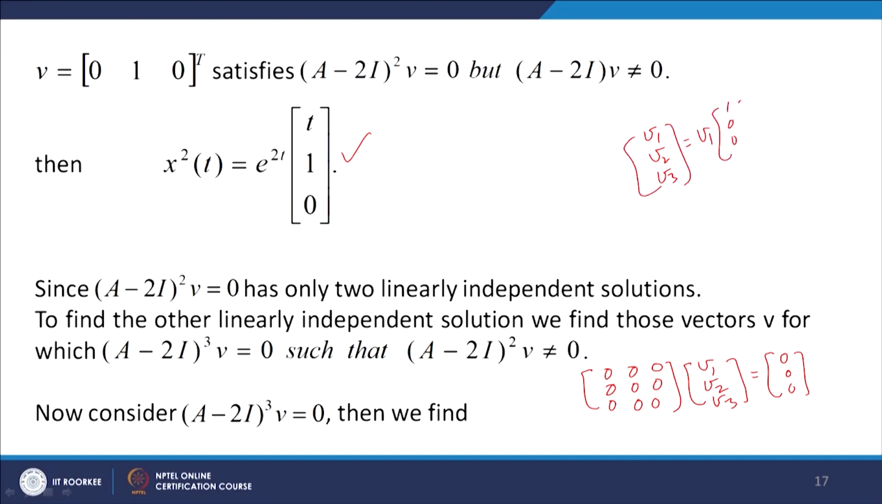1 0 0, 0 1 0, and 0 0 1. Okay. So, 1 0 0 we have already got. 1 0 0 was a solution of (A minus 2I) b equal to 0. 0 1 0 we got as a solution of (A minus 2I) whole square b equal to 0. So, here we want that vector for which (A minus 2I) whole square b is not equal to 0.